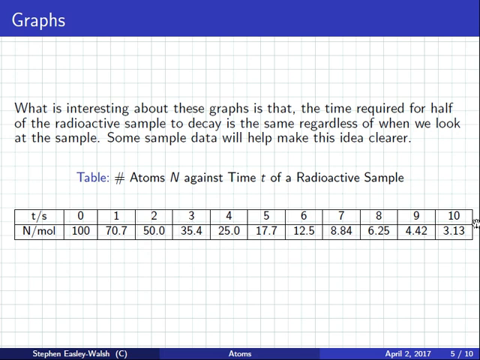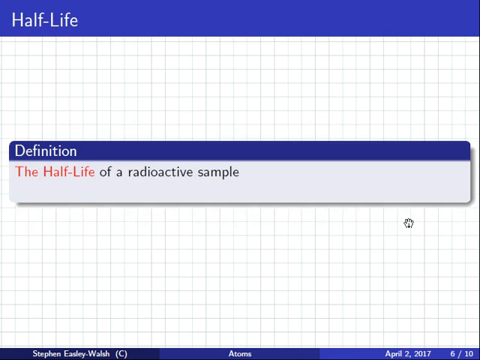And it doesn't matter where I start. So for example, if I start at 12.5, how long until I have 6.25? 2 seconds. Yeah. So my point is, for these graphs, the time to half is a constant. No matter where you start, you have to wait the same time to get half of where you start. That's the key property of these graphs. So this gives us our definition, which is called half-life.